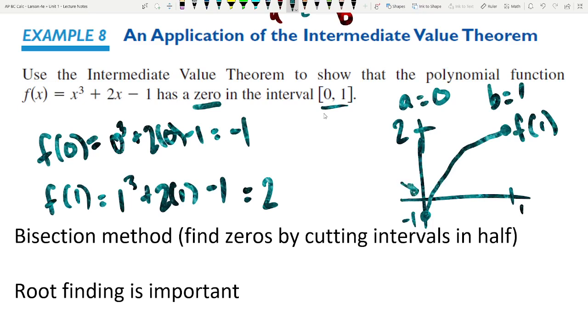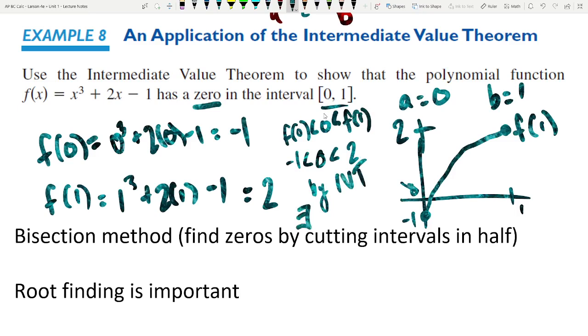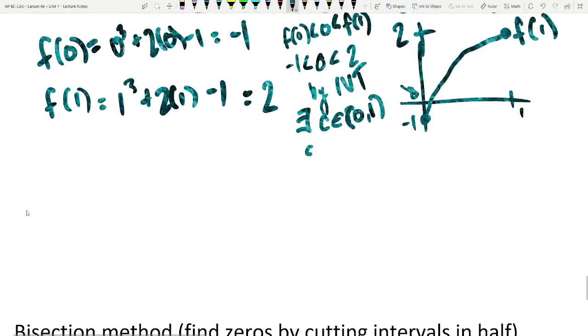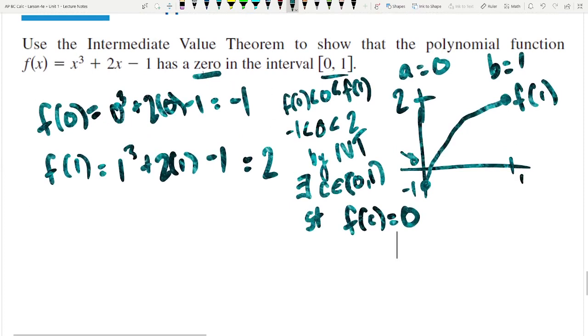Therefore, we also know that since 0 is between negative 1 and 2, which are our f of 0 and f of 1 values, then by the intermediate value theorem, there exists c in our interval from 0 to 1 such that f of c equals 0. So this is guaranteeing that we do have a root or a solution or a 0 on our interval from 0 to 1.